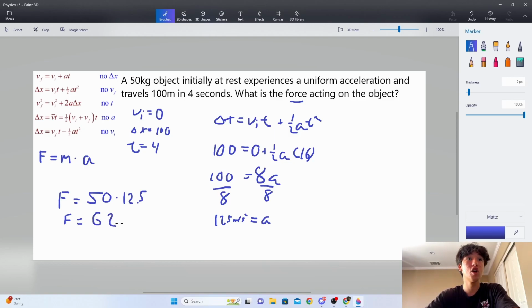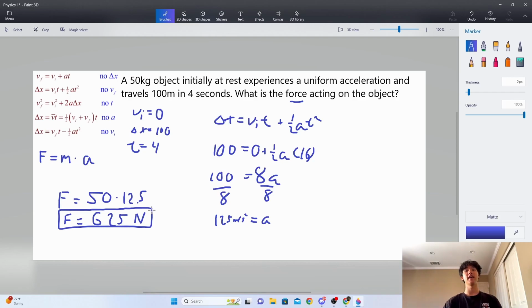625 newtons. So that's what the N is for, is newtons, right? Like Isaac Newton, because he discovered force, so he named it after himself. Selfish, but just kidding. Force is equal to 625 newtons. So just get used to that. Force is always going to be with the N as your label.